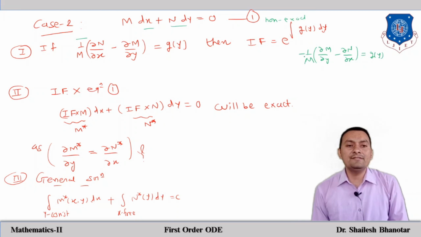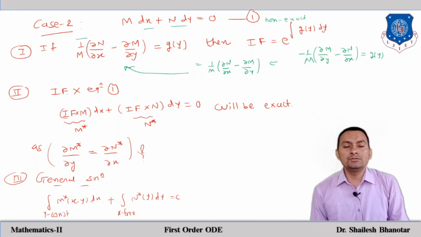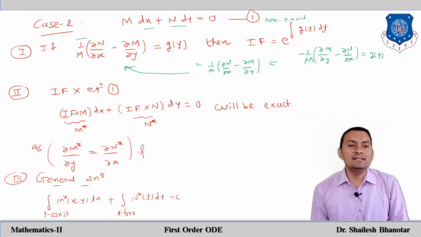And this is exactly what, if I multiply by the minus sign inside, I will get here, you can verify, 1 by m is there, and del n by del x I am going to write with the positive sign, and then del m by del y, and this is exactly what I have mentioned over here. So to remember, whenever we take del m by del y minus del n by del x, so m is there. In that case, we multiply with 1 by n, and if we get only a one variable function, that is case number 1.